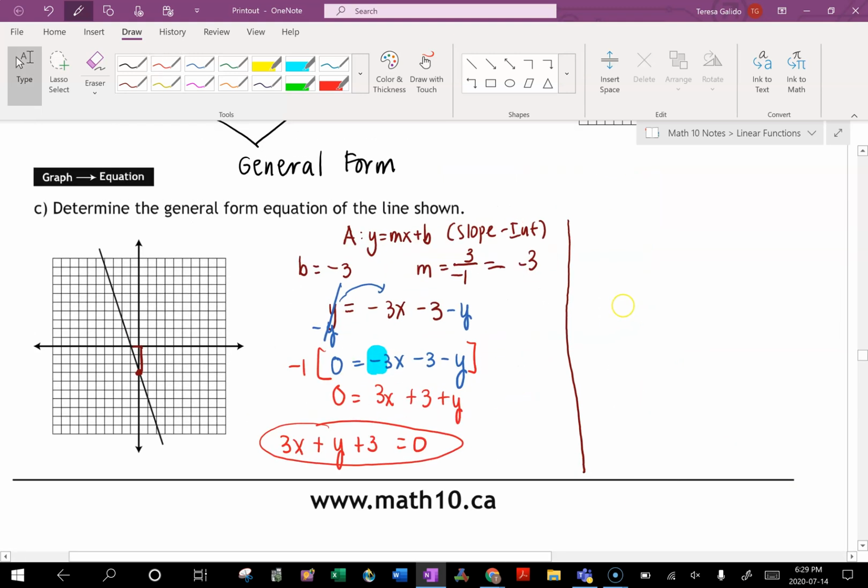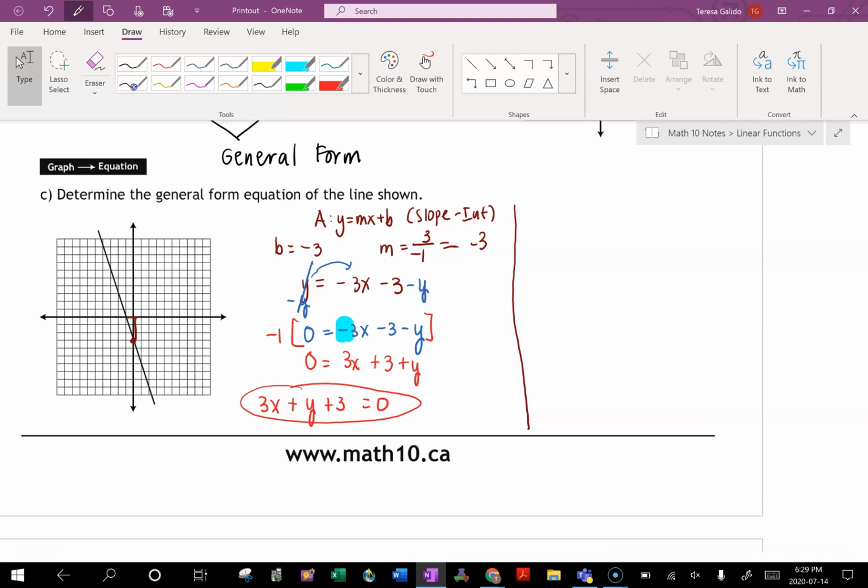Now, what if we have method A and we didn't use y equals mx plus b, but we use y minus y1 equal to m times x minus x1? So how do we do that? In order for us to do that, we need to pick another point in the graph. So I picked this point here. This point is -3, 6. So let's pick that point as -3, 6. And we know for a fact that your slope is -3. We already know what the slope is.